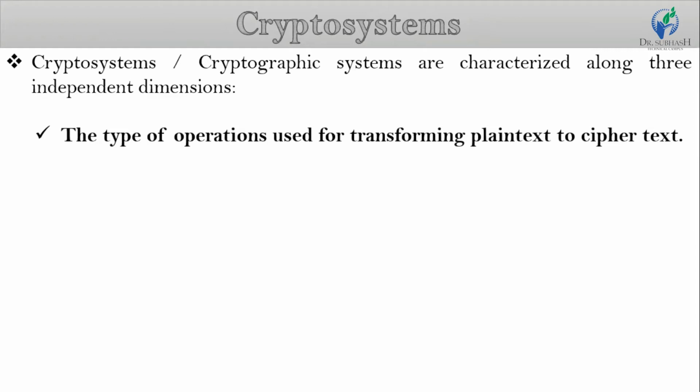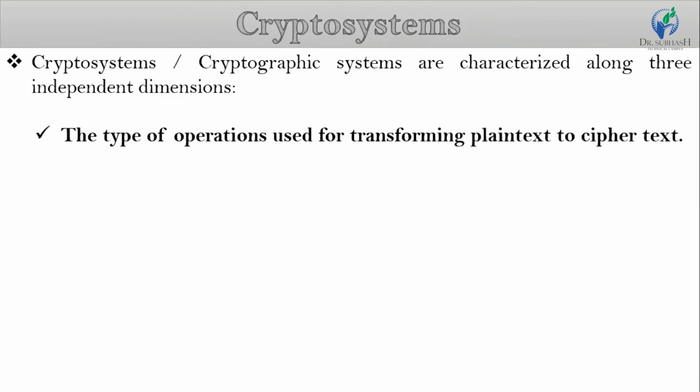First one is substitution, in which each element in the plain text, that is a bit, letter, group of bits or letters, is mapped into another element, and transposition techniques, in which elements in the plain text are rearranged. The fundamental requirement is that no information be lost, or we can say that all operations are reversible. Most systems, referred to as product systems, involve multiple stages of substitutions and transpositions.